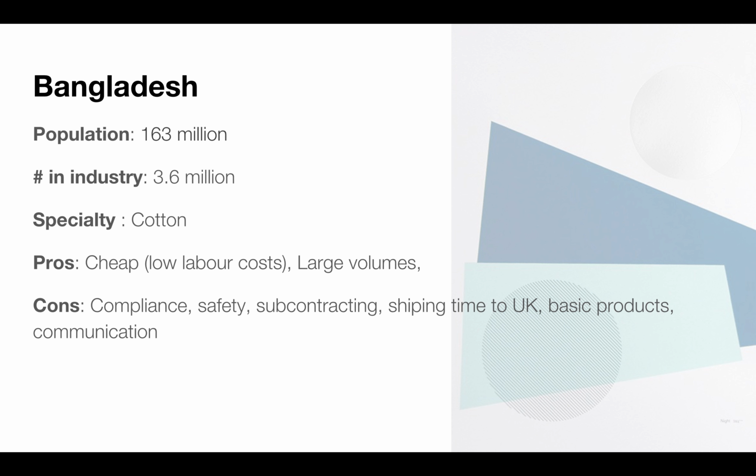Bangladesh, 163 million and 3.6 million within the industry. Their specialty is cotton. However, they are moving into different areas and adding value within their supply chain. We are starting to see polyesters and also some outerwear coming out of Bangladesh. Pros, cheap, as it has low labour costs and large volumes. However, we again are starting to see Bangladesh move away from this, as they already have Ethiopia biting at their heels for the cheapest place to manufacture.